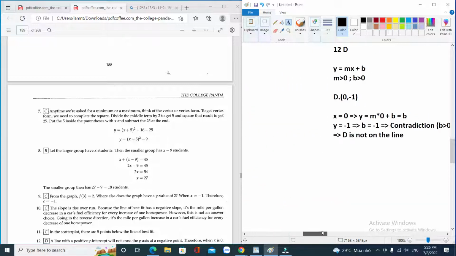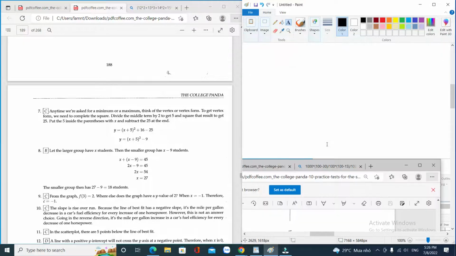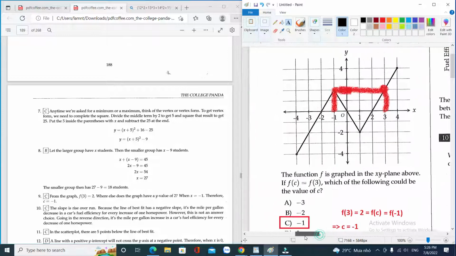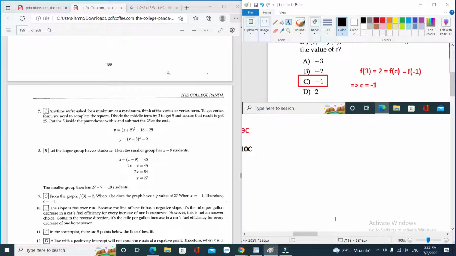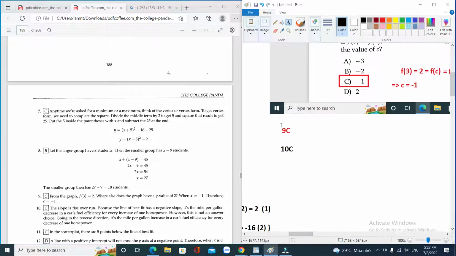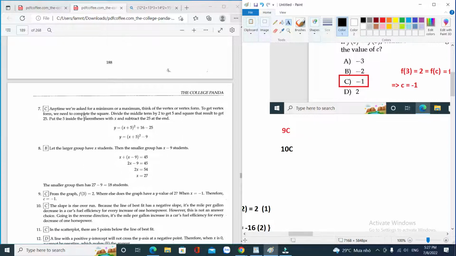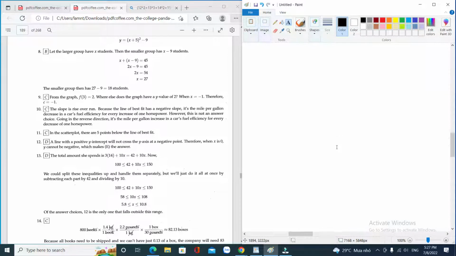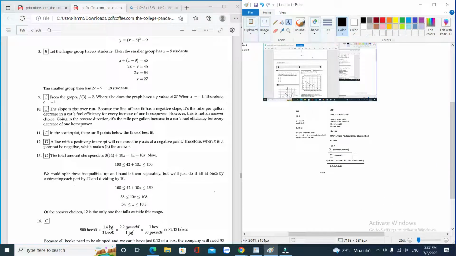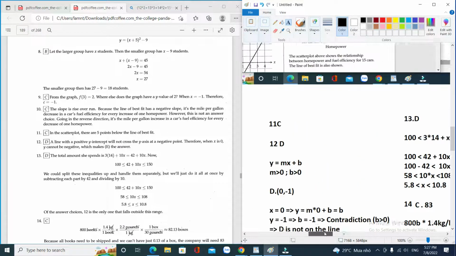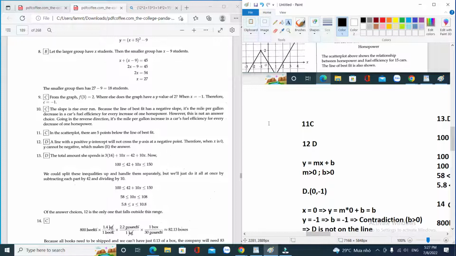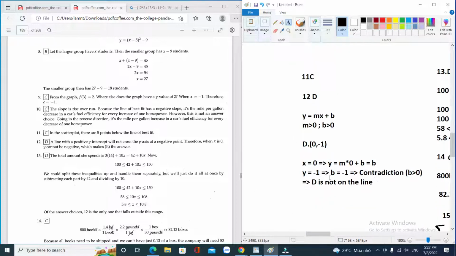Okay, so 9. In this case 9 is C, and 10 is also C. So 9 and 10 are C here. That's the answer, so that's correct. 11. So 11 is C, which is correct. 12 is D, because D is not on the line.